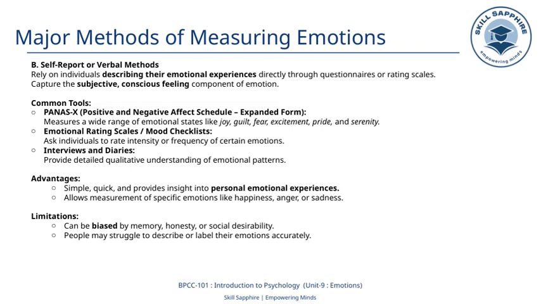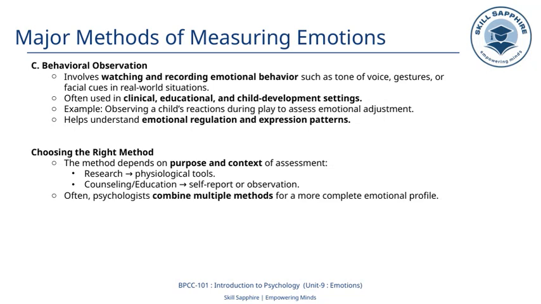So, while self-report methods are useful, we should always consider their potential biases and complement them with other approaches when possible. Let's talk about one of the major methods of measuring emotions, behavioral observation. This approach involves watching and recording emotional behaviors as they naturally occur. For example, you might observe someone's tone of voice, their gestures, or facial cues in real-world situations.